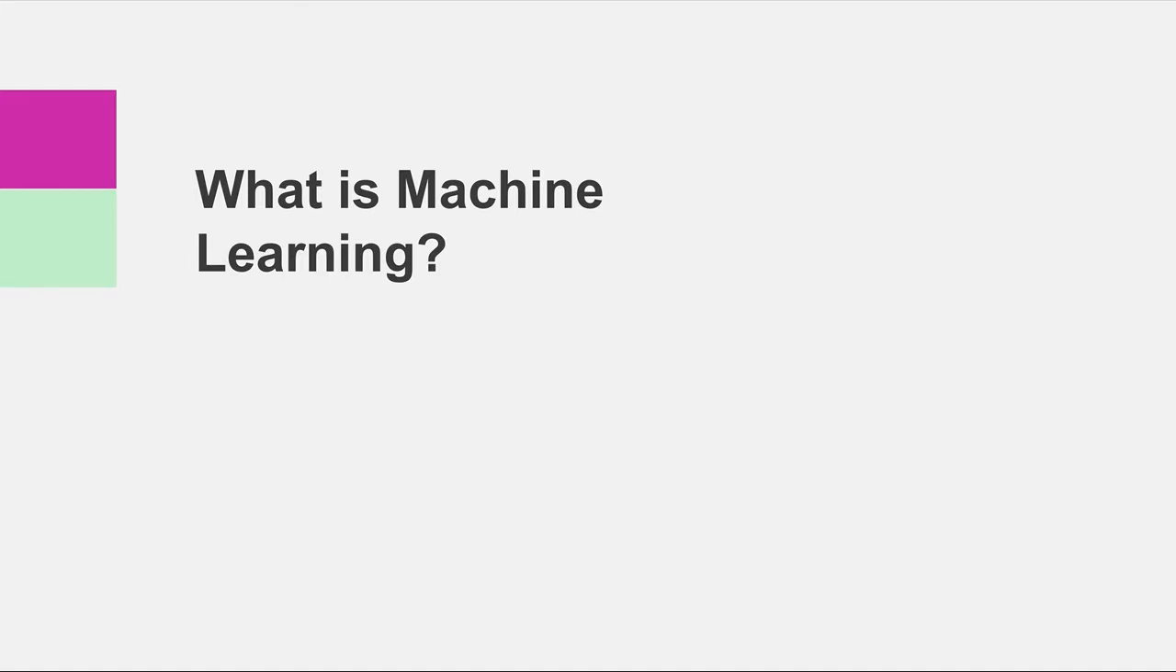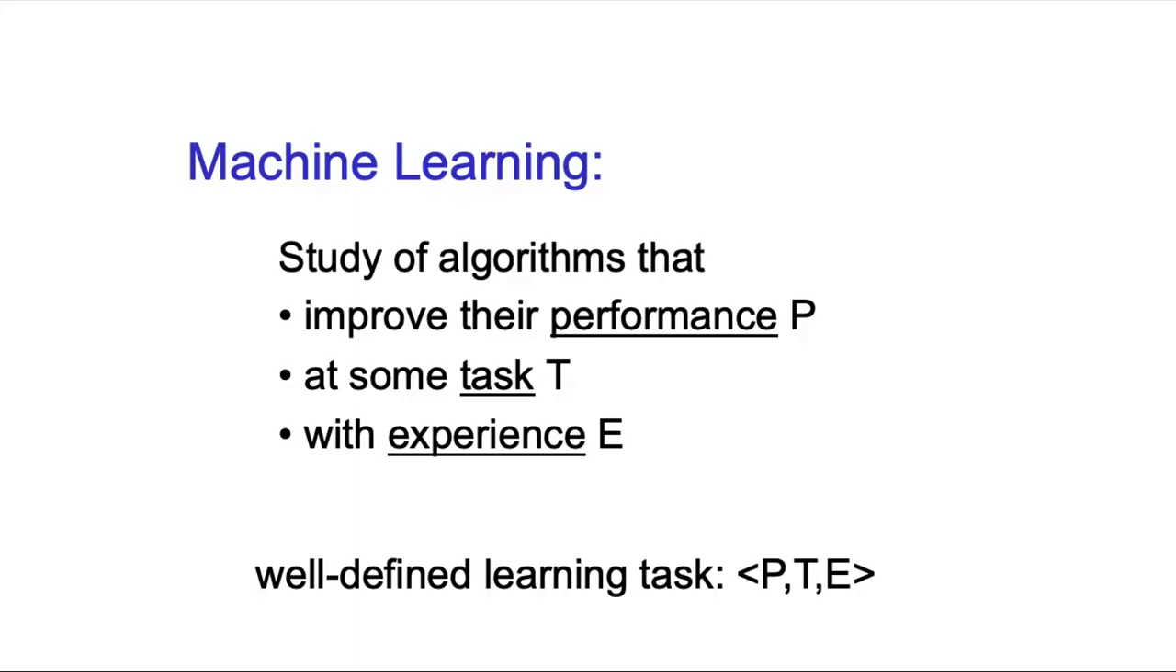So let's start off by talking about what is machine learning. Machine learning is the study of algorithms that improve the performance P at some task T with experience E. In this case, there's always a well-defined learning task PTE. And so we want algorithms that can improve their performance P at some certain task T, right, with experience E. So what's a real-life example of this?